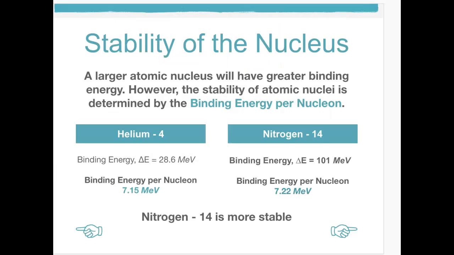So let's have a look at helium-4. The amount of binding energy for helium-4 is 28.6 MeV. The binding energy per nucleon would be 28.6 divided by 4. That gives you a value of 7.15. Similarly, nitrogen-14. If the binding energy for nitrogen-14 is 101 megaelectronvolts, divide that quantity by 14 to give you the binding energy per nucleon, 7.22.